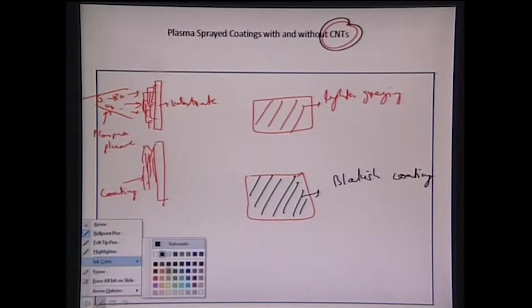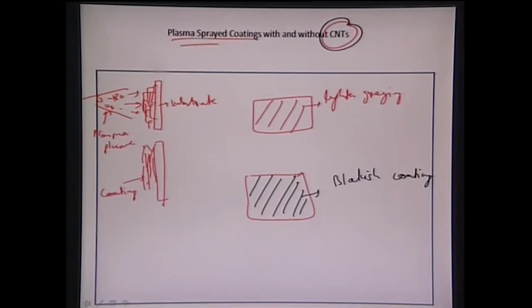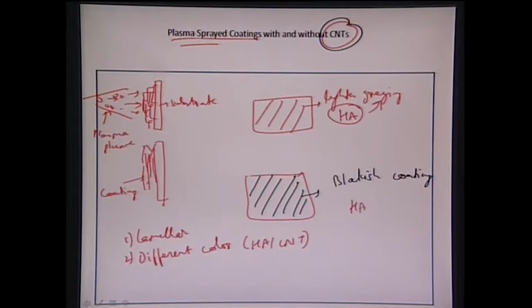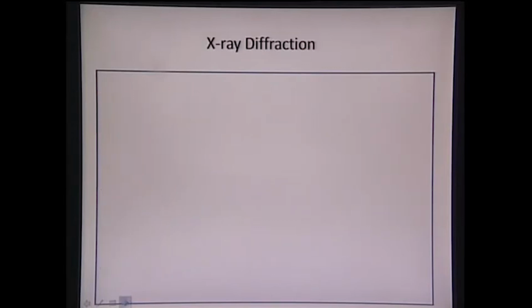So that's what is being observed for the plasma sprayed coatings, that first of all they form a lamellar structure, and then there is much more difference in color because of the inherent nature of the hydroxyapatite and CNTs. So hydroxyapatite coatings appear much more grayish or light off-white in color, whereas HA plus CNT coating will appear much more blackish in color because of the CNT content. So that is the overall thing which we see out here. And again the X-ray diffraction will show all the peaks of our hydroxyapatite.